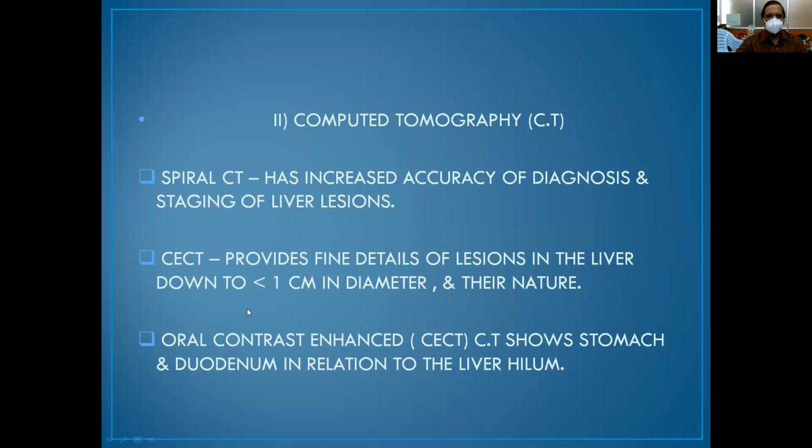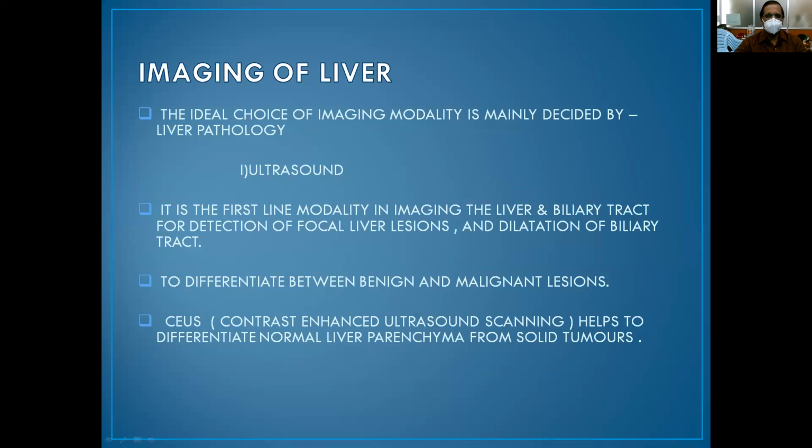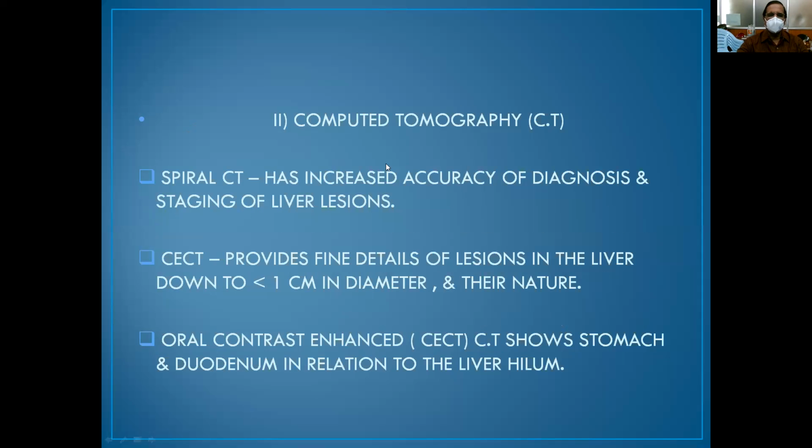Right. Next, coming to contrast enhanced ultrasound. It helps to differentiate normal liver parenchyma from solid tumors of the liver. And coming to the CT scan, that is computed tomography, that is spiral CT. It has increased the accuracy in the diagnosis of liver lesions, particularly malignant lesions. And contrast enhanced CT provides fine details of the liver lesions which are less than 1 centimeter in diameter.